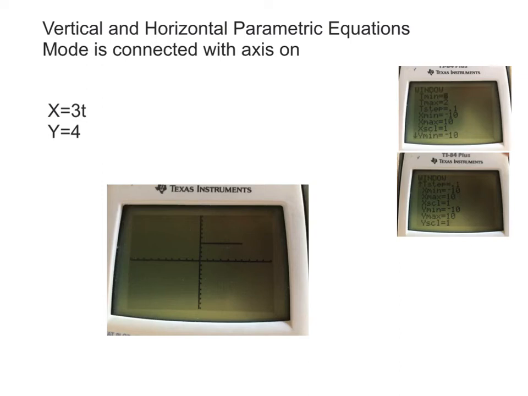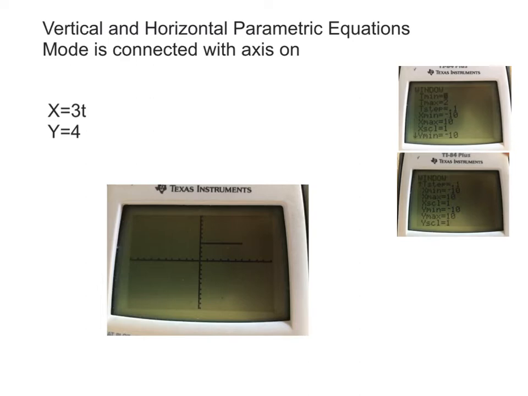Hello class. This video contains information that will help you graph vertical and horizontal parametric equations and then also graphing oblique parametric equations. The first three slides deal with vertical and horizontal. The last two will help you understand oblique parametric equations. This first parametric equation is x equaling 3t and y equaling 4.